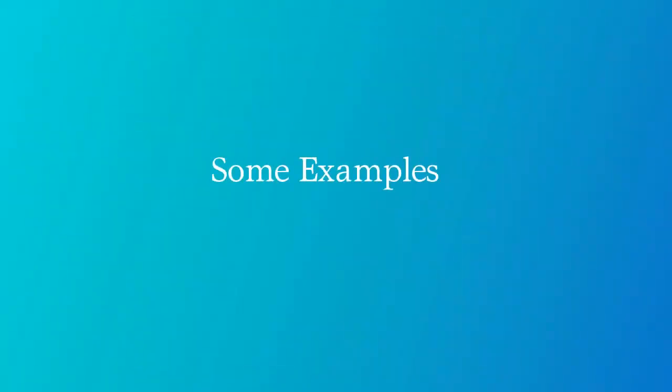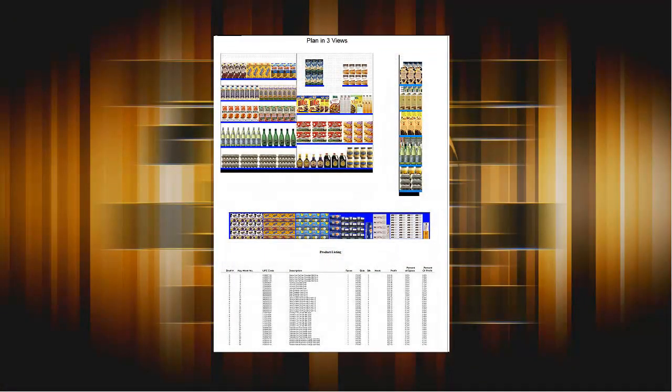Here are a few examples of presentation reports. This presentation report shows the plan in front, side, and top views. Below this is the product listing report. At the top of the page is a title.